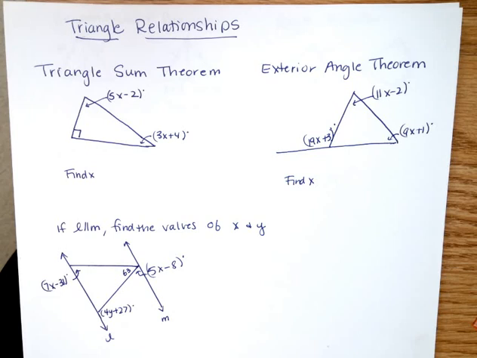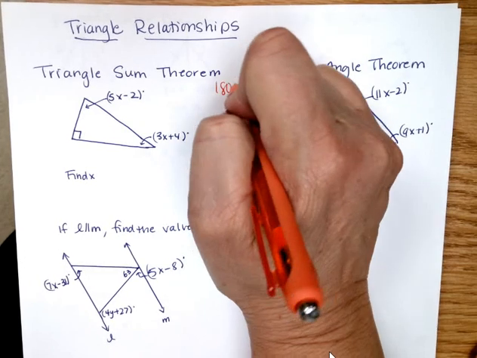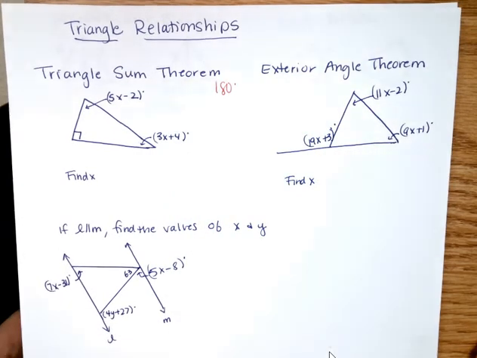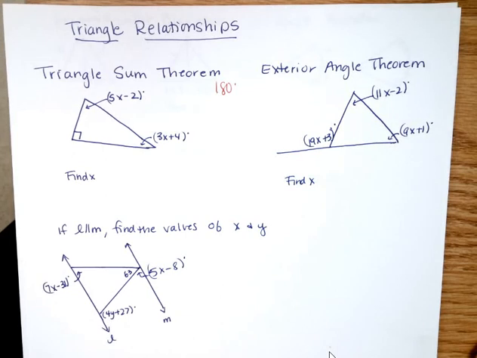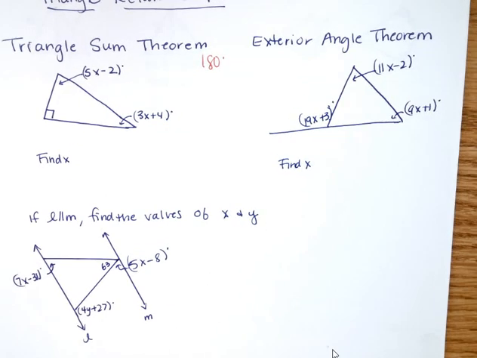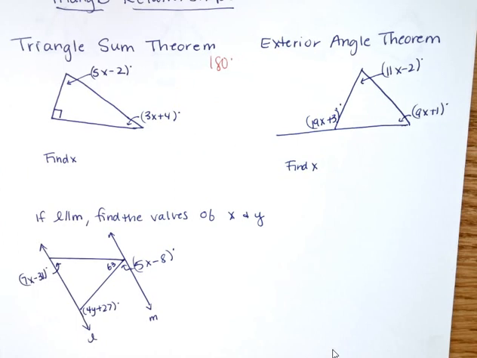Hello. Today we are going to talk about triangle relationships, and we are going to talk about Unit 4. So the first thing we're going to review is our triangle sum theorem. Our triangle sum theorem tells us that the measures of the angles of a triangle always equal 180 degrees. No matter what kind of triangle we have, it's always going to equal 180 degrees. So, a triangle is always 180 degrees.